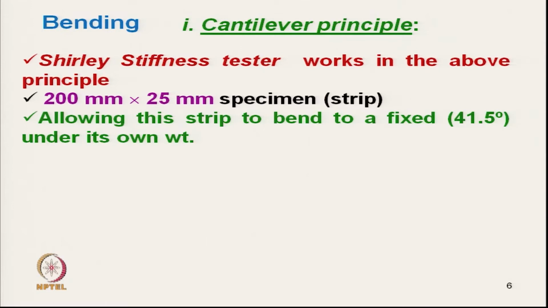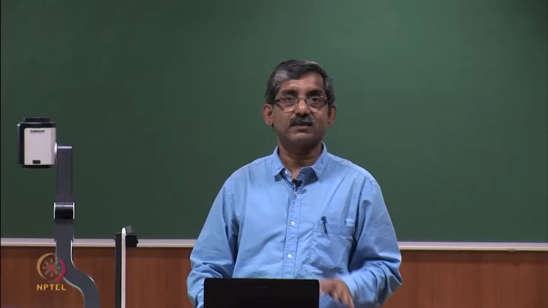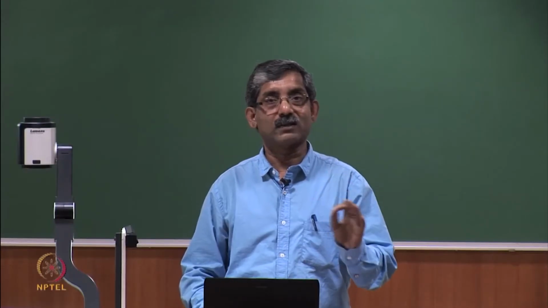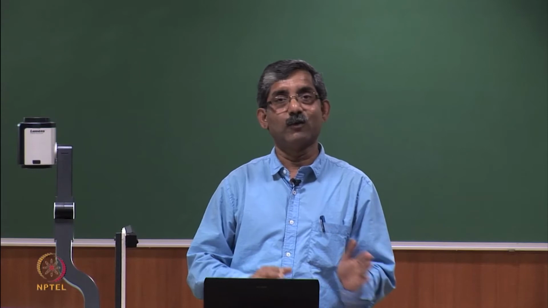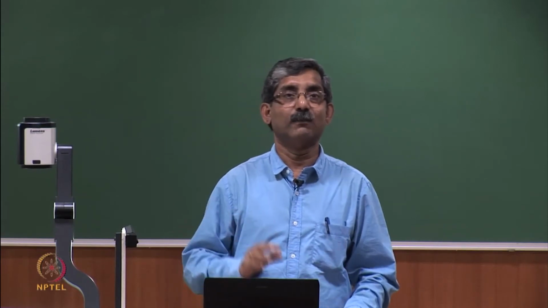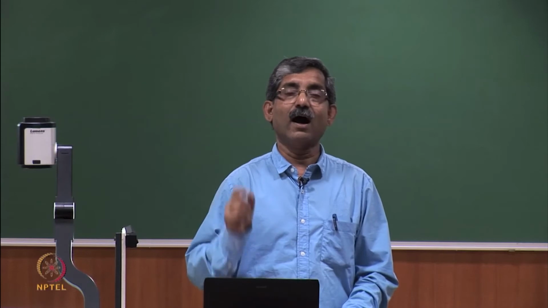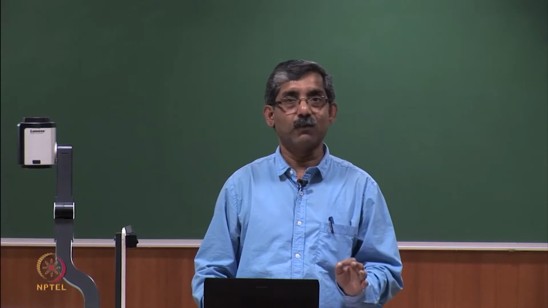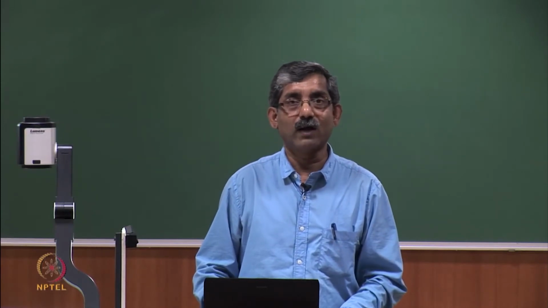So, it allows this strip to bend to a fixed angle, 41.5 degrees, under its own weight. So, why is it 41.5 degrees? The overhanging length L is twice the bending length C. That means, to make the equation simple, the bending length will be exactly half of the overhanging length. To make the equation simple, we may keep it 41.5 degrees.